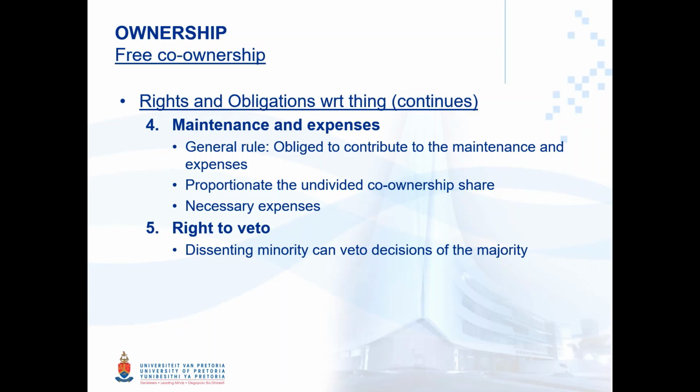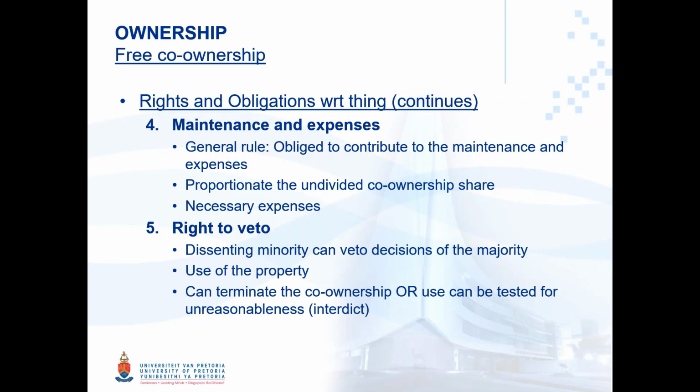Now, the right to veto pertains to decisions regarding the use of the property. This means that decisions regarding the use of the property is not necessarily binding on the minority due to this veto right. What does this practically mean? Once a decision is vetoed, the minority dissenting co-owners can decide to terminate the co-ownership by instituting the appropriate remedy for this, or test the reasonableness of the proposed new use, by also instituting the appropriate remedy for this. And we will look at remedies in the next part.